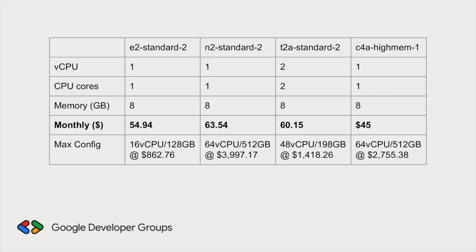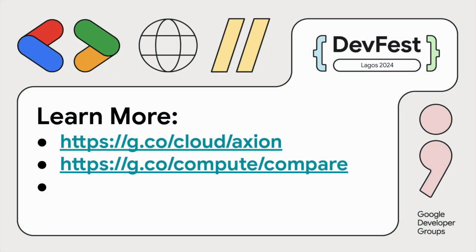But you can see that you have an equivalent C4A high mem 1. The maximum config, it's actually more than 64 virtual CPUs, it's 70 something. But if you take a 64 vCPU node with 512 gigs of RAM, it's going to cost you 2,756 USD, which is still cheaper than what you'd get with an N2 standard, right? So basically, you're able to save money, save costs, not sacrifice performance by using an ARM-based VM.